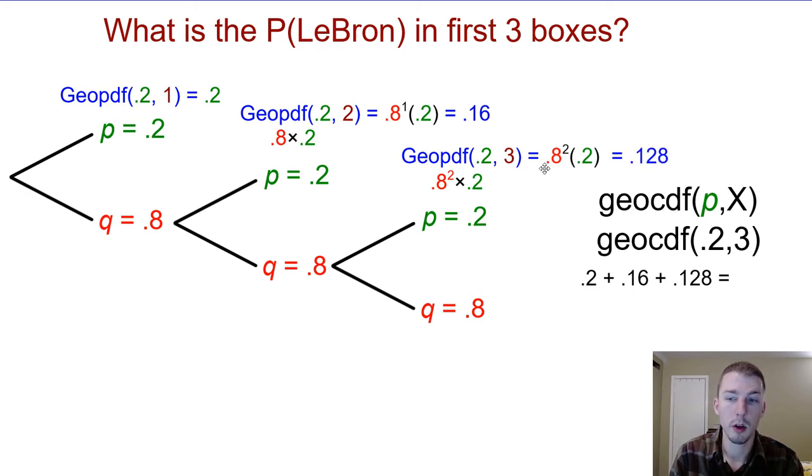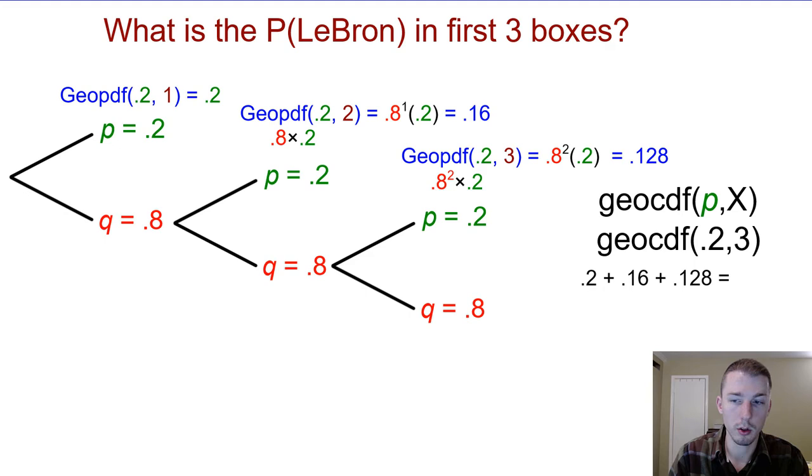Anyway, if we want to know the probability that it's in one of the first 3 boxes, there's really 3 distinct outcomes we could have. It could be in the first one, the second one, or the third one. So we need to add up all the probability density functions going all the way up to 3. Well, that's where we get the cumulative density function, which is going to be the first one plus the second one plus the third one. We want to add all those together, which would mean the geometric CDF of 0.2 and then 0.3.